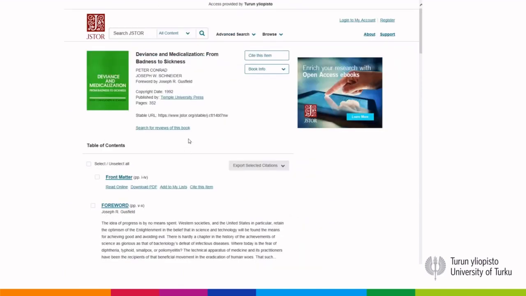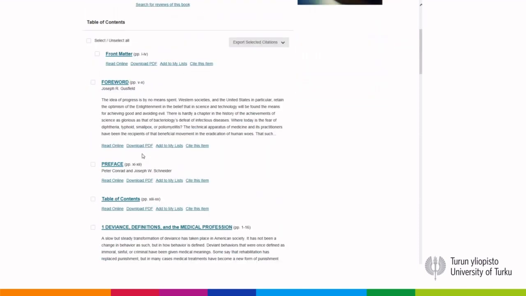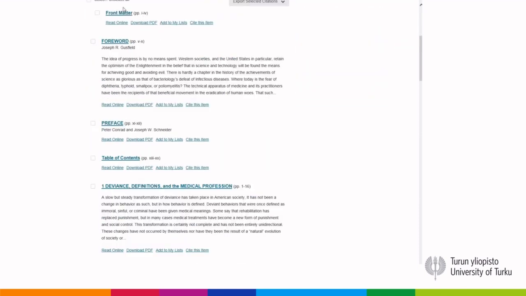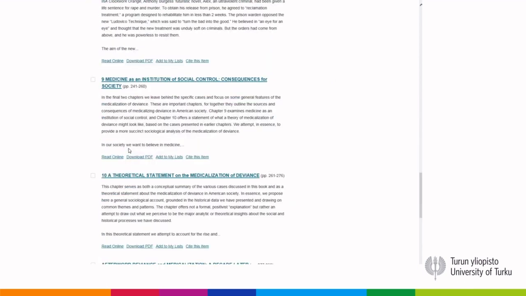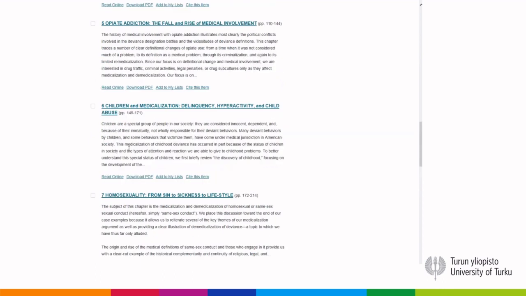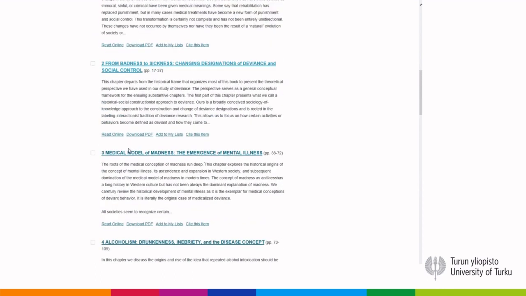Here I'm looking at Deviance and Medicalization, another book. Let's look at what survey is going to look like here. Again, it's a little untraditional because it's an ebook, but here I can see I've got some front matter, a foreword, a preface, and then a table of contents. But if I keep scrolling, I can see the chapters. Here it seems to be moving through time almost, doesn't it?